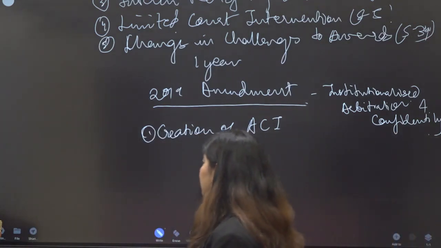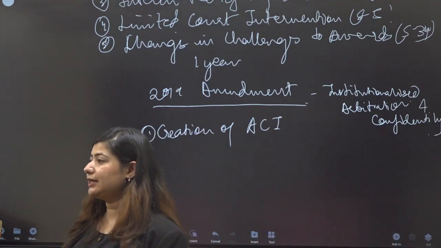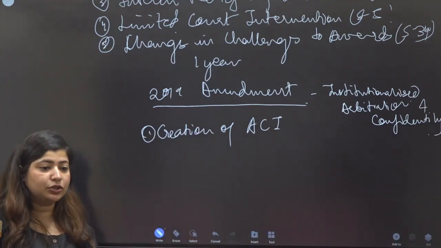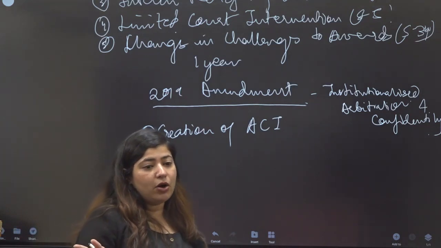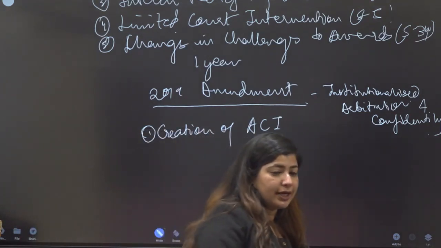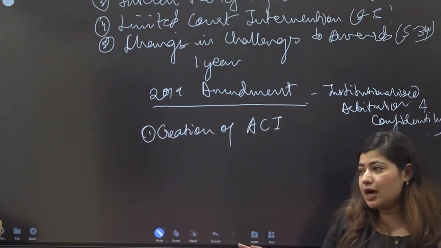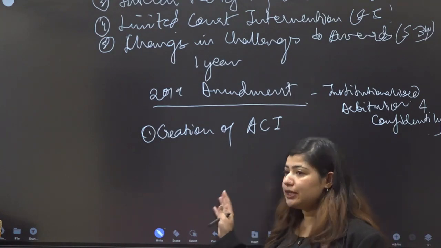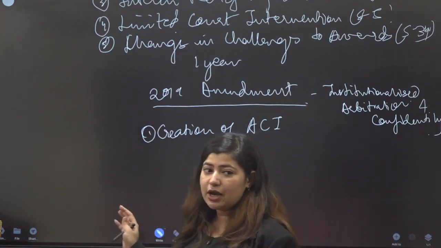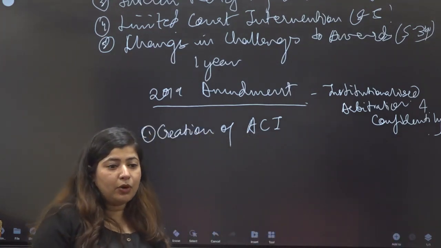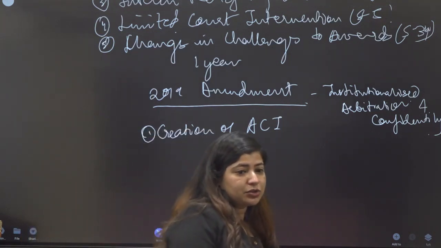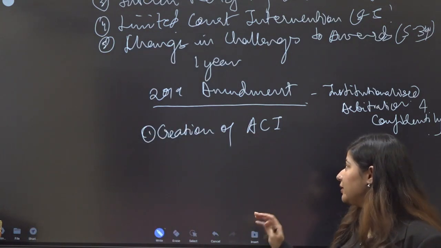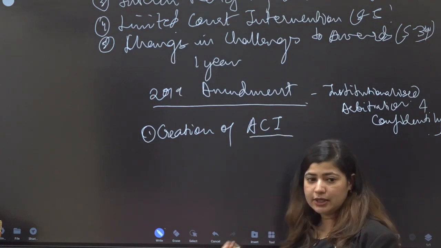So the whole aim of the creation of the Arbitration Council of India is that we are shifting from ad hoc arbitration to institutionalized arbitration. This Arbitration Council will rate institutions, accredit arbitrators, and make policies and procedures. Everything will be very institutionalized. It will be governed by the Arbitration Council of India.